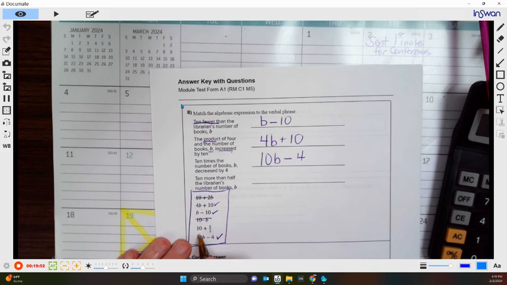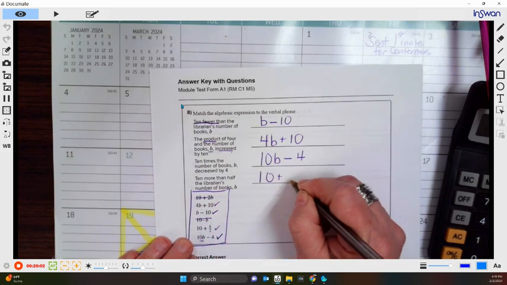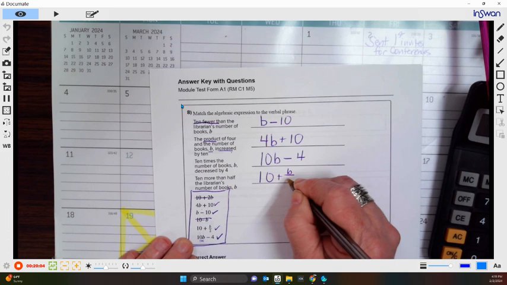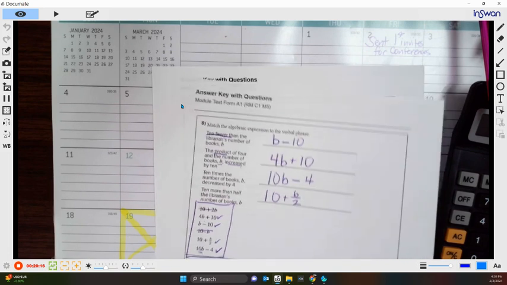Here it is: 10 plus the number of books divided by 2. That's half of the books, adding 10 to it. So that has to be the very last one: 10 plus the quantity b divided by 2. Okay, and they have b minus 10, 4b plus 10, 10b minus 4, 10 plus b over 2. Yep, we're right. I love it when I get them right.